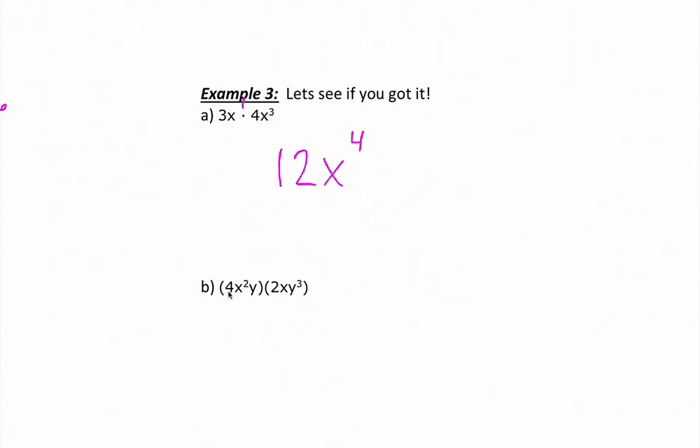Okay, on this next one, that tells me to take 4x squared y and multiply it by 2xy to the third. So I start with my coefficients. 4 times 2, treat them like normal. 4 times 2 is 8.